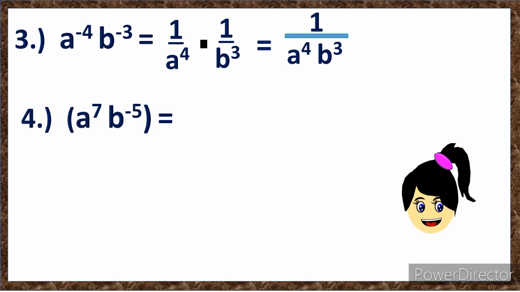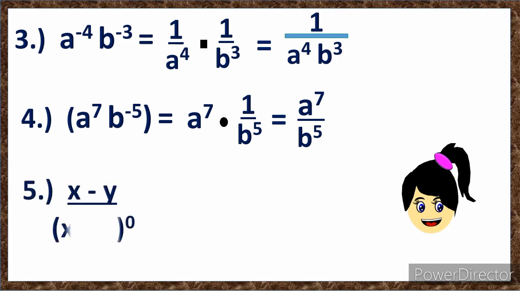Next, number 4, a raised to 7, b raised to negative 5. Then we have a raised to 7 times b raised to negative 5, which is equivalent to 1 over b raised to 5. And then we multiply a raised to 7 times 1, which is equal to a raised to 7 over b raised to 5. Then next, number 5, we have x minus y over x plus y raised to 0. Then now we have x minus y all over any number na naka-raise to 0, which is 1. So that's why we have x minus y.